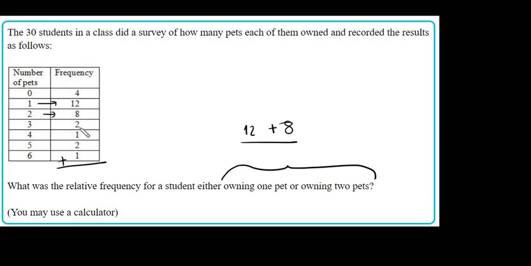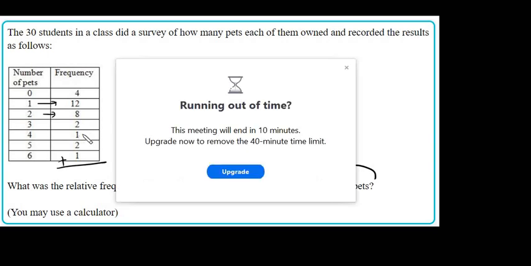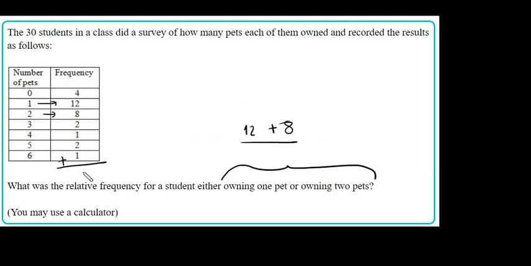So 16, 24, 26, 27, 28, and 30. As you see, the total frequency is 30. So 12 plus 8 is 20 over 30. 2 over 3 is the relative frequency for a student either owning one pet or owning two pets.